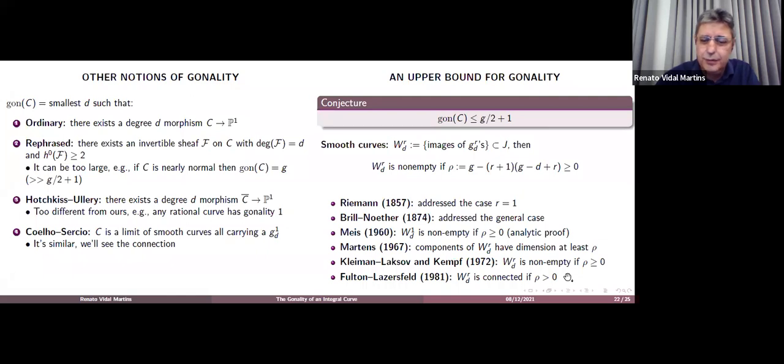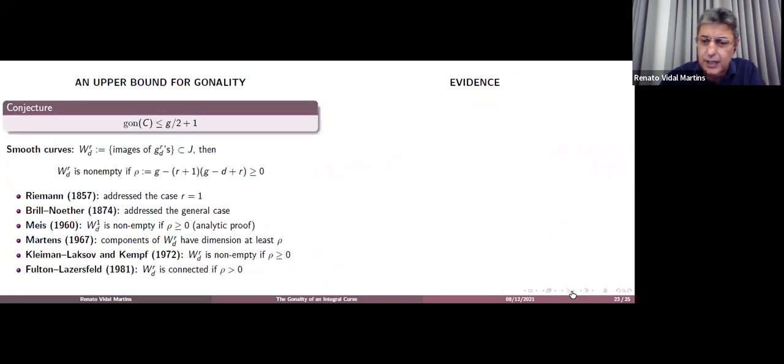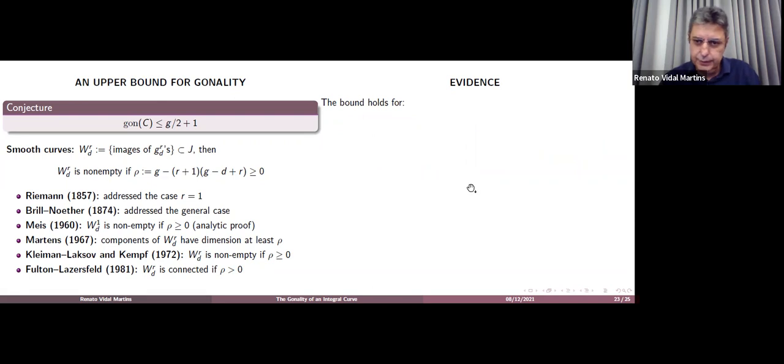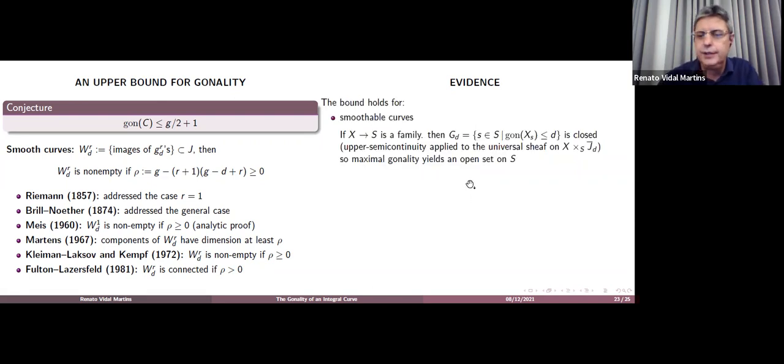So for singular curves, before addressing this, I'll just mention some evidence. First, this bound holds for smooth-general curves. For instance, if you take a family, then consider the set of points s in S such that the gonality is at most D. It's closed by semi-continuity applied to the universal sheaf on X times the compactified Jacobian, so maximal gonality yields an open set. This also makes a comparison with Freddy and Juliana's notion of gonality.